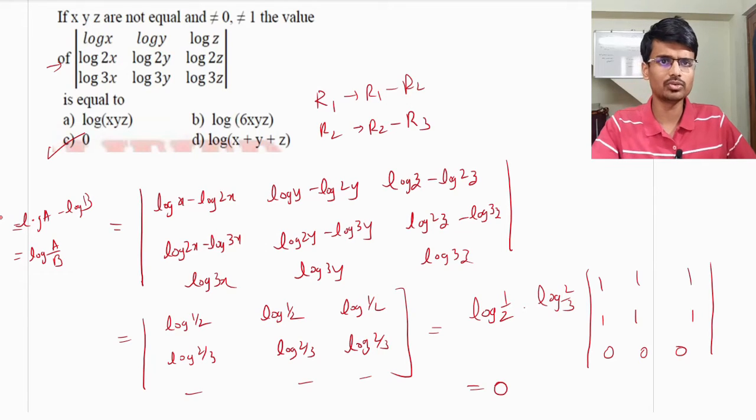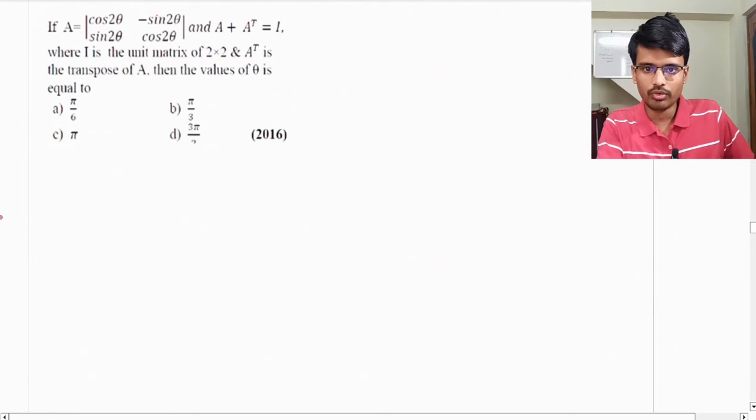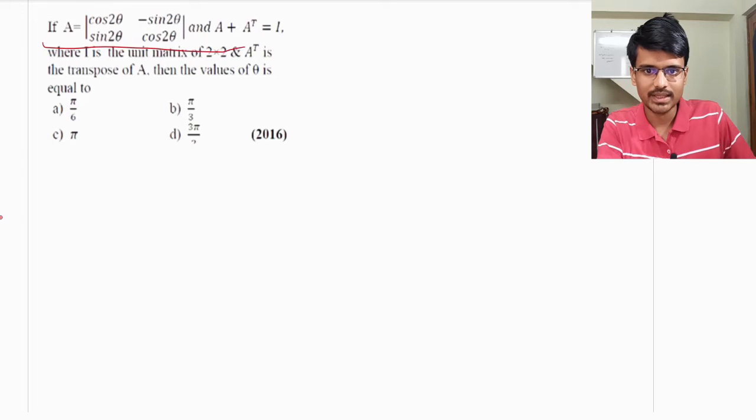So you have to just apply some row operations or column operations and then try to simplify it. This is the only thing that you can do to solve these type of questions. Okay. Simple. Moving on. If A is equal to so and so and A plus A transpose is equal to identity, where I is a unit matrix of 2 cross 2, A transpose is the transpose, then the value of theta is equal to.